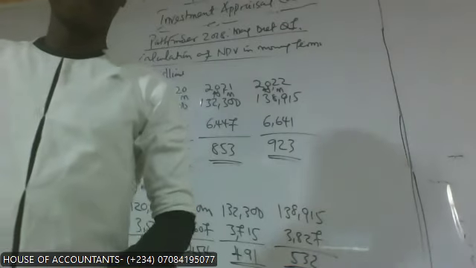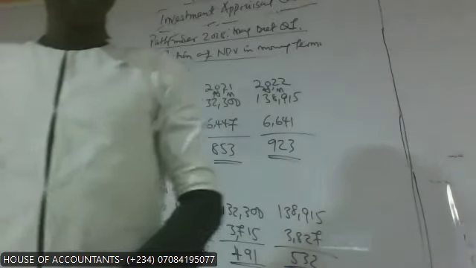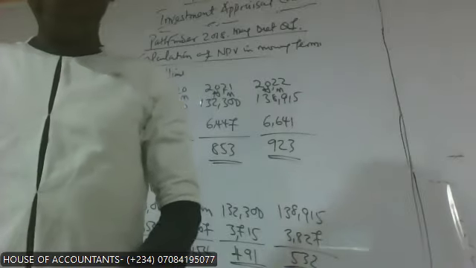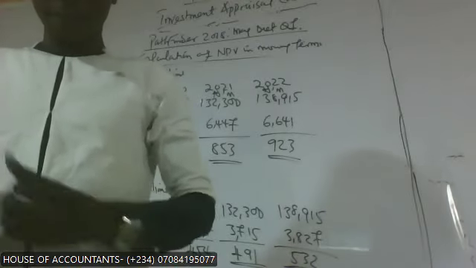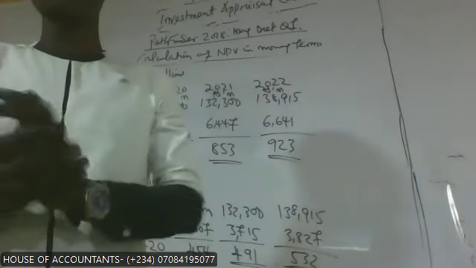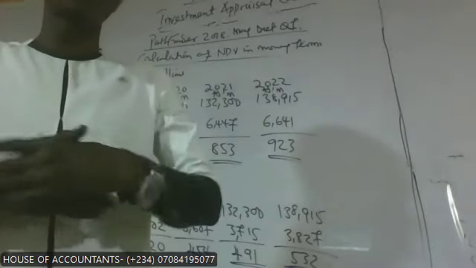Excuse me. Are we inflating the incremental fixed cost by 3%? Yes, because it's an item of cost. We increase it by 3% also.